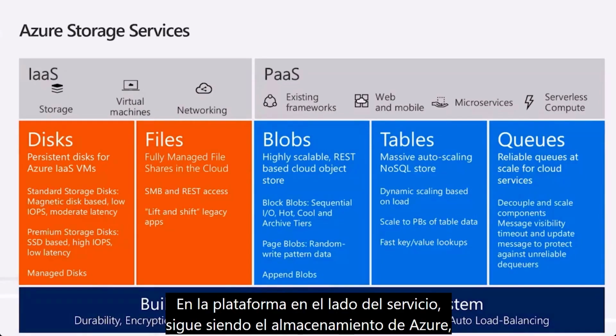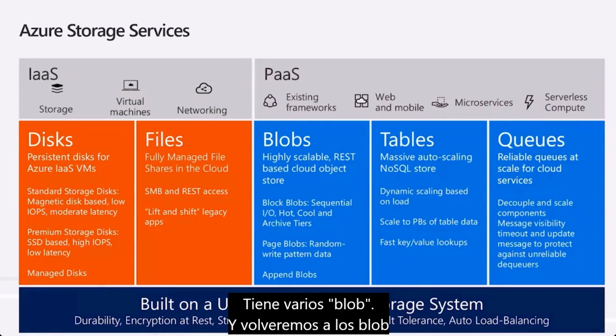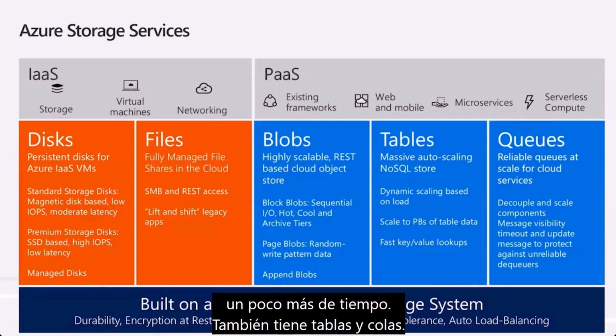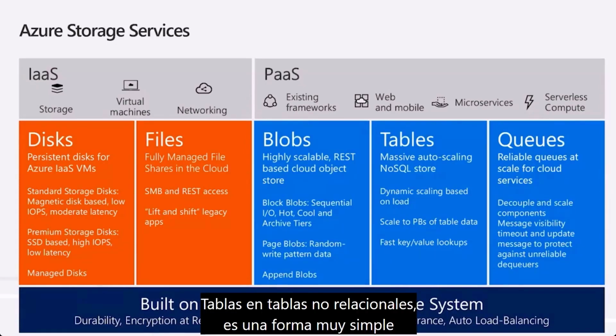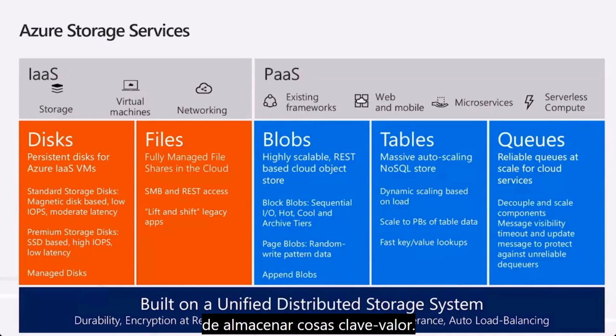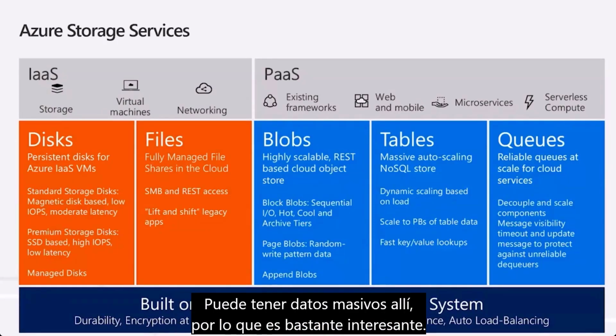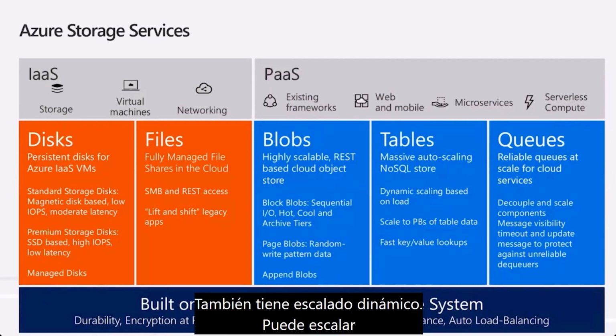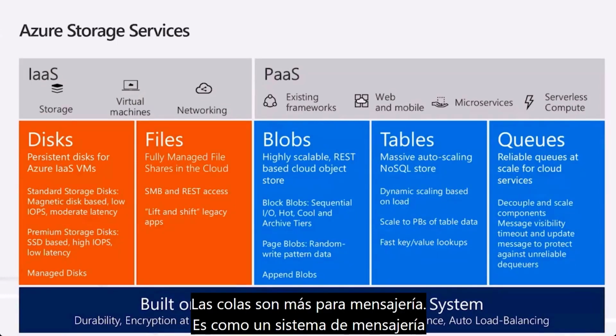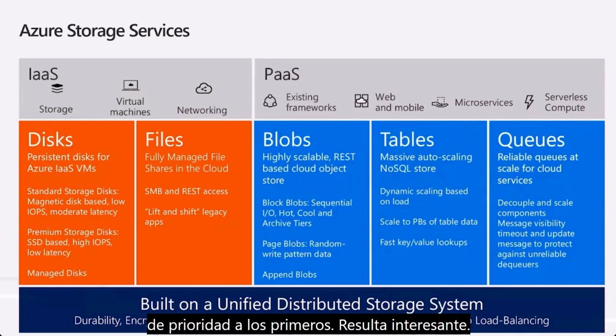Now, on the platform as a service side, it is still Azure Storage, still the same service. You have blobs, and we'll come back to blobs because this is where we are going to spend a little bit more time. You also have tables and queues. Tables are non-relational tables. It's a very simple key-value way of storing things. You can have massive data in there, so it's quite interesting. You also have dynamic scaling. It can scale up to petabytes of data. Queues are more for messaging. It's like a first-in, first-out messaging system, quite interesting.